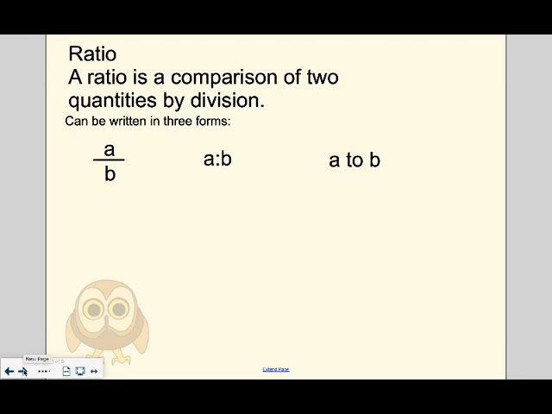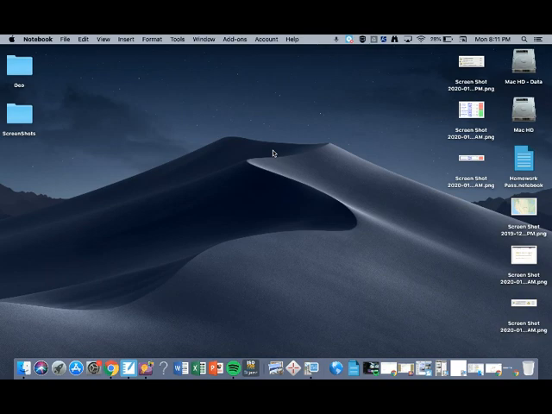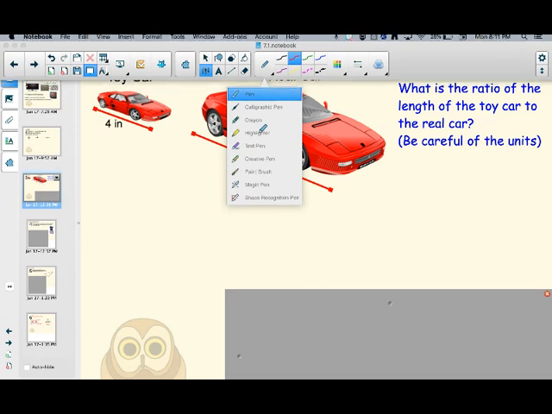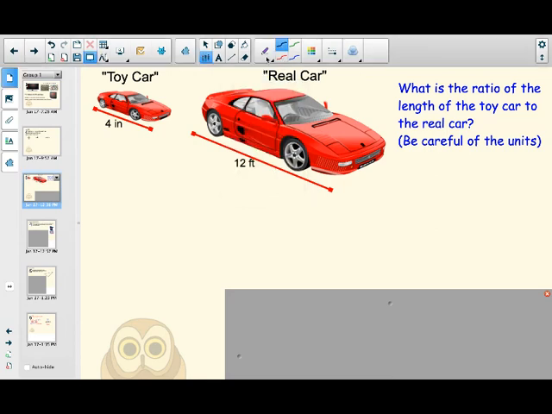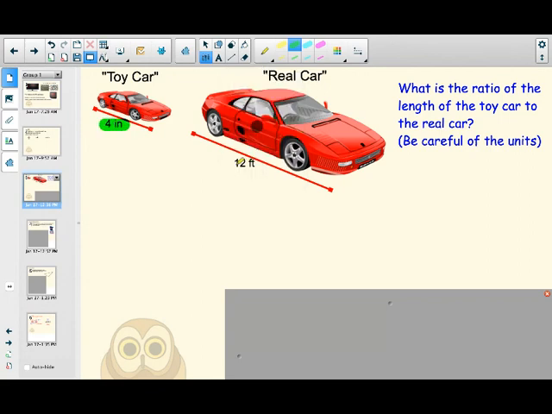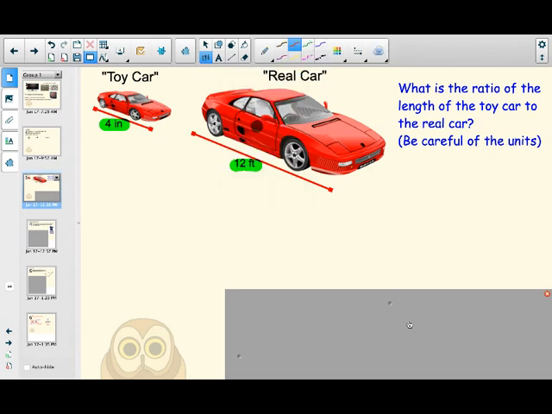So what we're going to do is start by writing a ratio here. It says, what is the ratio of the length of the toy car to the real car? Be careful of units. So starting here, I'm going to back out for one sec. All right, looking here, we have a car that is 4 inches, that toy car there. So you have a toy car here that is 4 inches, and then notice our real car is 12 feet. So what we need to be careful about is if we're going to compare the two, we've got to have the same unit of measurement.